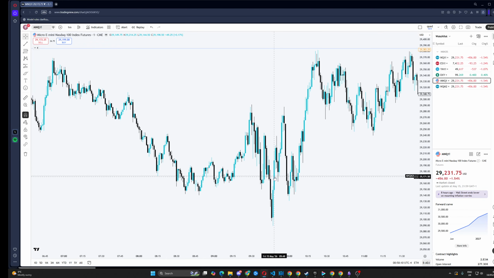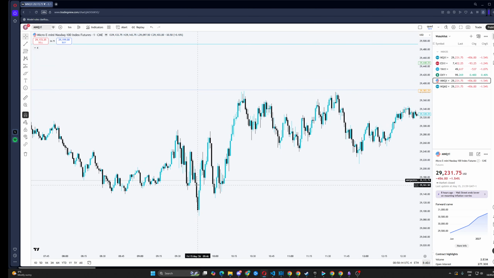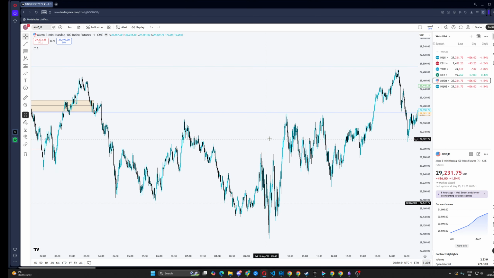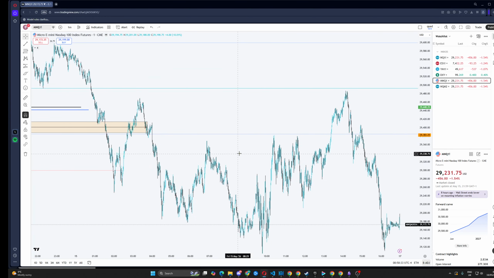I probably would have got stopped out, and I can see the other option of me taking the long here, and I would have probably got stopped out before we hit this initial liquidity right there. So, not good, is it? I would have probably taken a loss or a break even on this day.